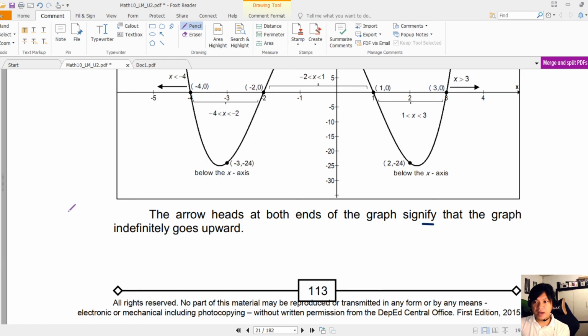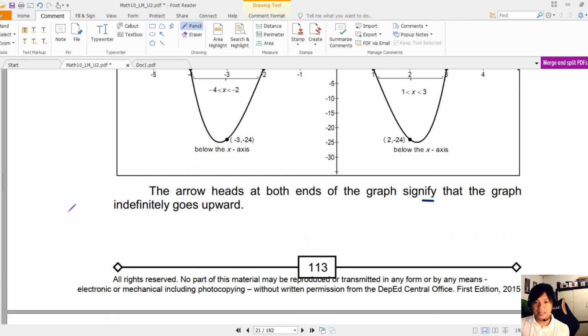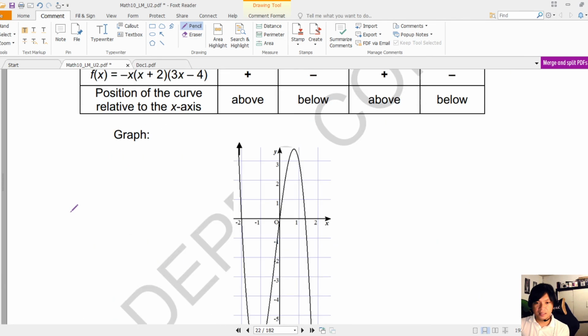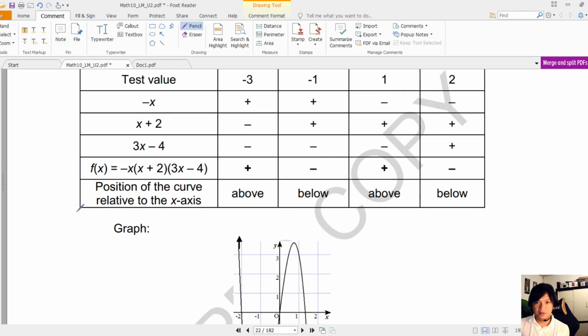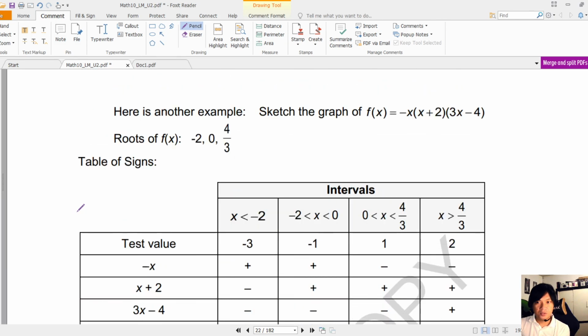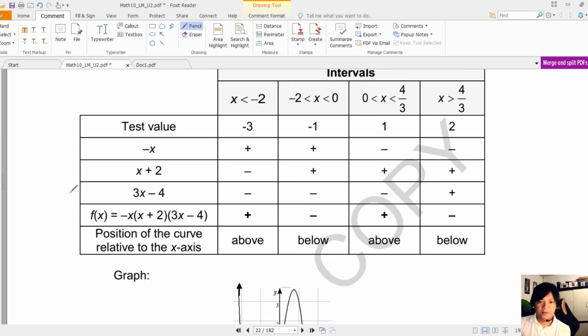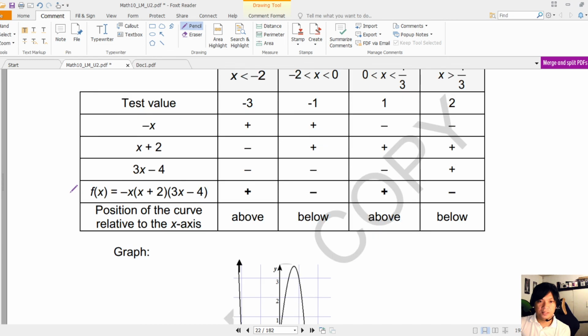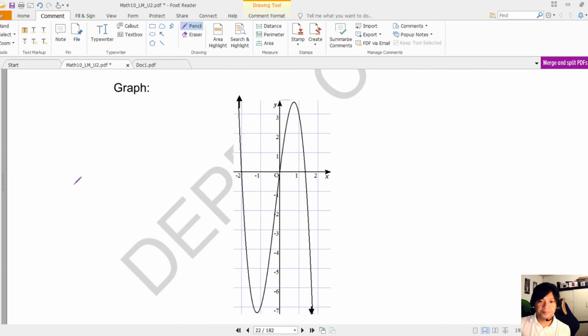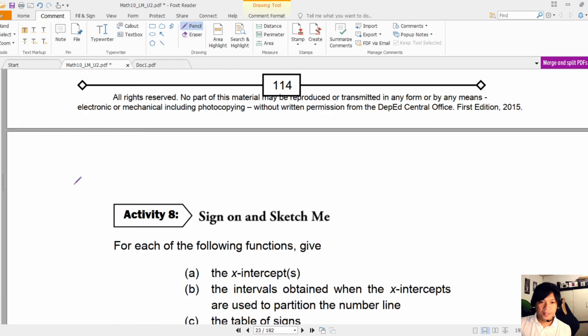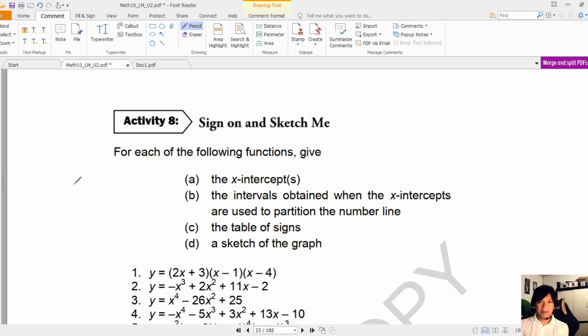We are going to find, ito yung mga gagawin natin sa panibagong video natin. Another examples yan. Gusto nyo malaman, here are another examples. Sketch the graph of f of x is equal to negative x plus 3 times 3x minus 4. Ito yung roots niya. Yan yung kanyang graph. Kung gusto nyo ganun din yung ginawa. So, ito yung gagawin natin sa panibagong video.